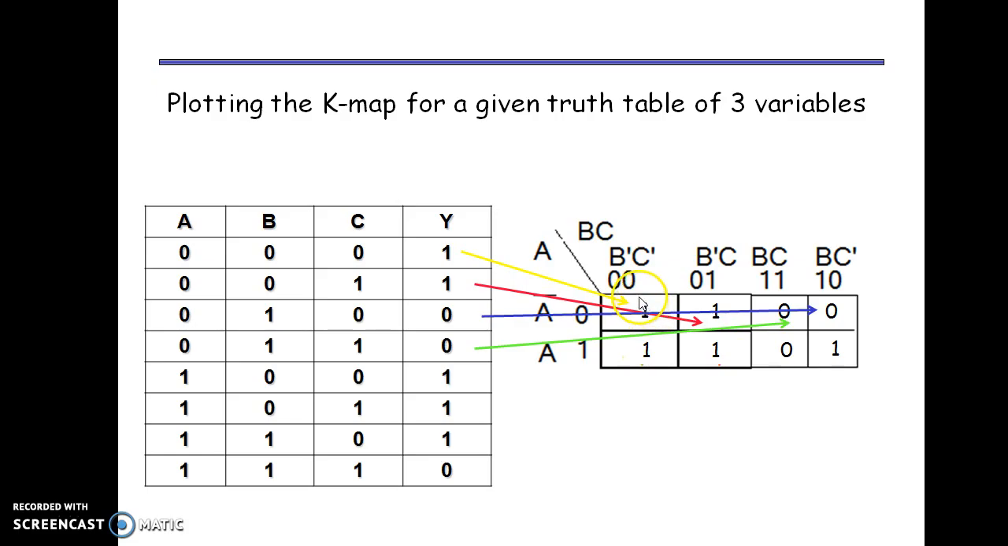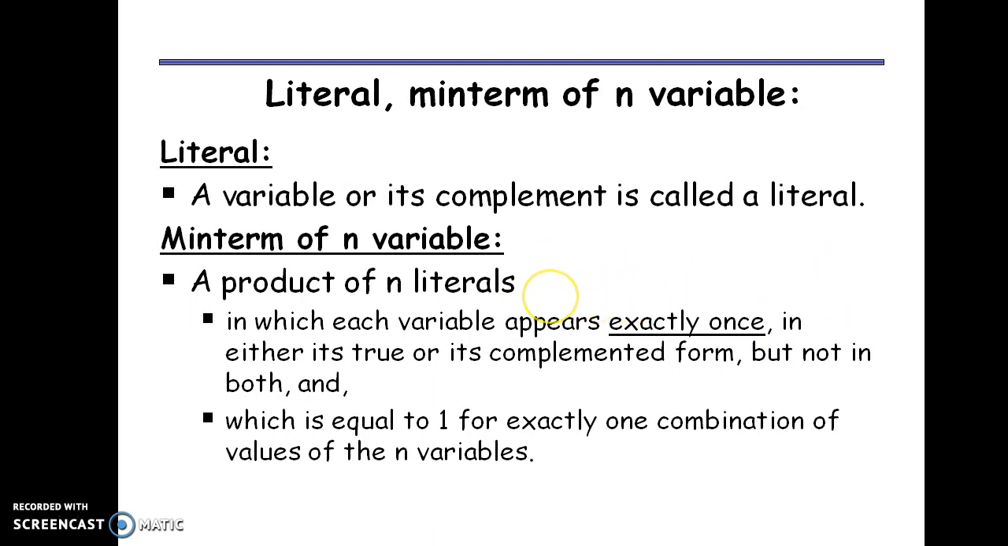Similarly we can draw the K-map. We can enter the values in the K-map from the truth table. So now we move towards what's the literal, minterm of n variables. First we discuss the literals. Any variable or its complement is called a literal, like A is a literal, B is a literal, A bar, B bar are literals. Simply, a variable or its complement is called a literal.